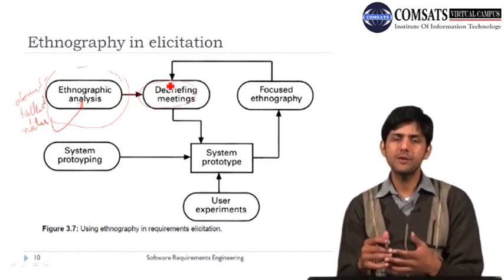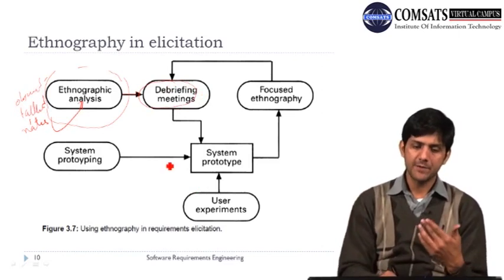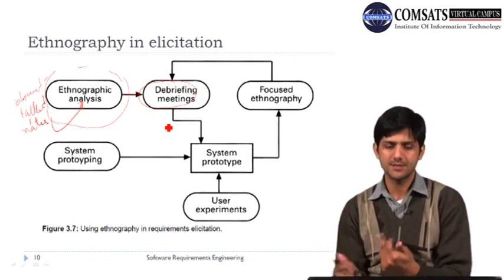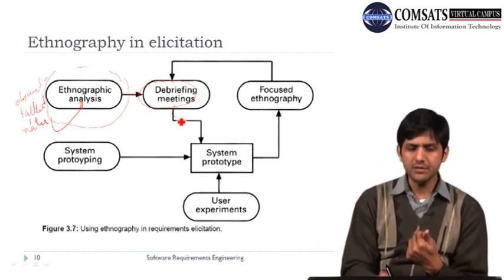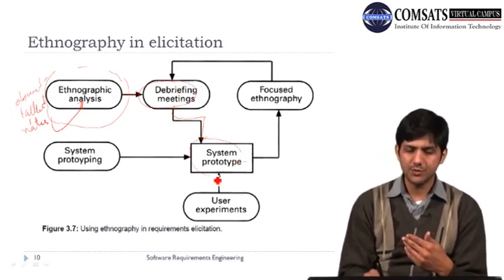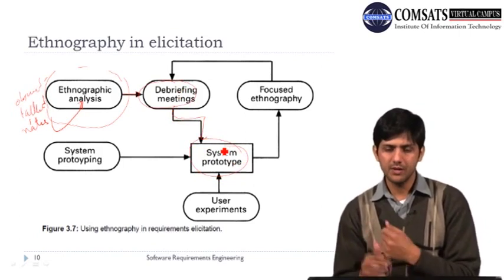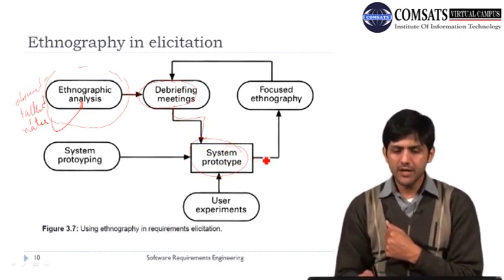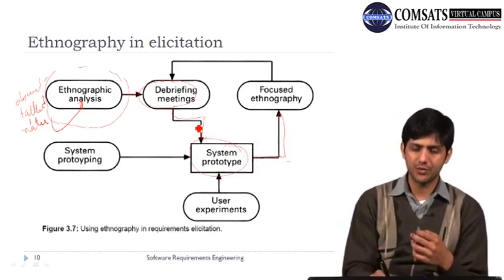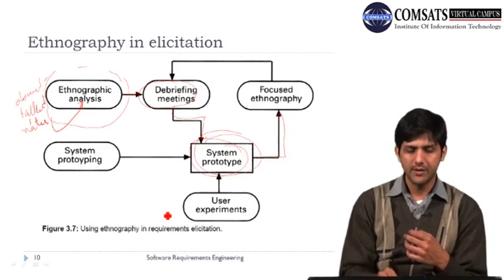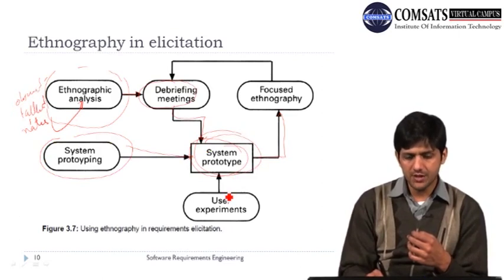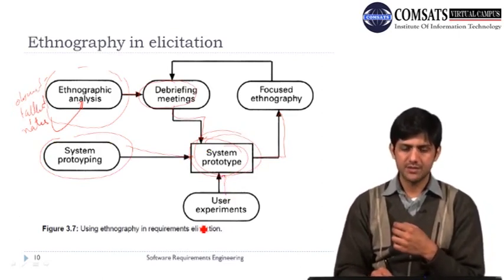Where you talk to the people who are not part of this process, as I already said, and you debrief them: this is what we have got, this is how these people are currently conducting their business. Based on that, you do a system prototype. We are going to talk about what prototyping is, but based on that prototype, you might do some focused ethnography to actually improve it. That is the goal here. And again, your system prototype is also a possible input here, and your user experiments are also an input to the system prototype.